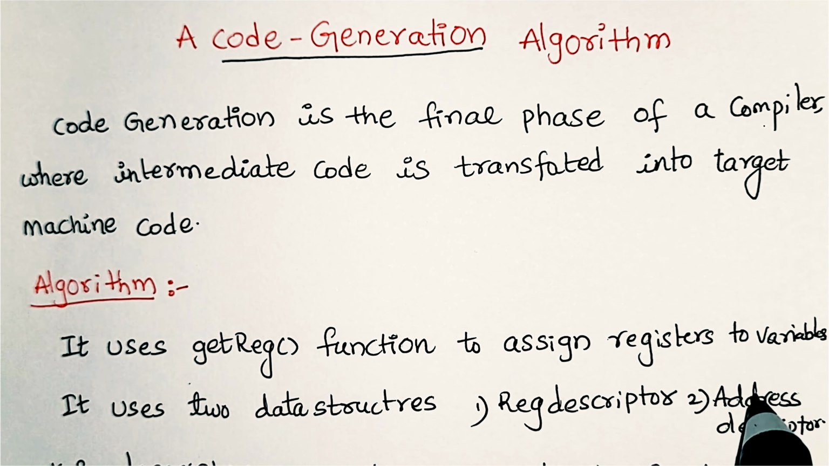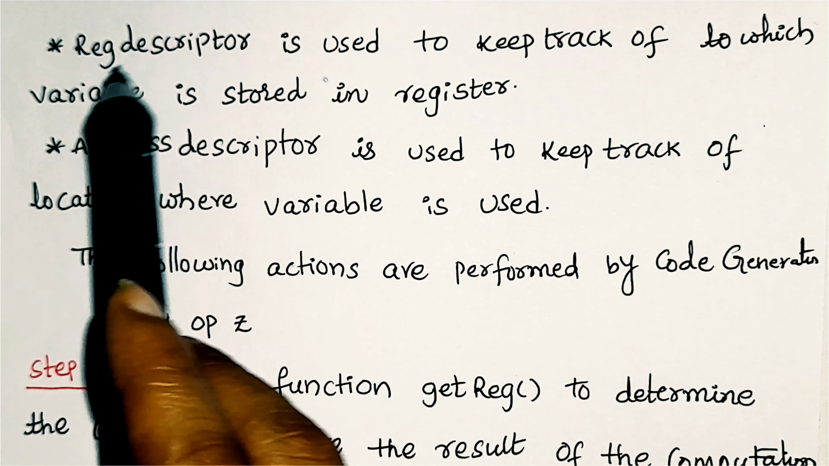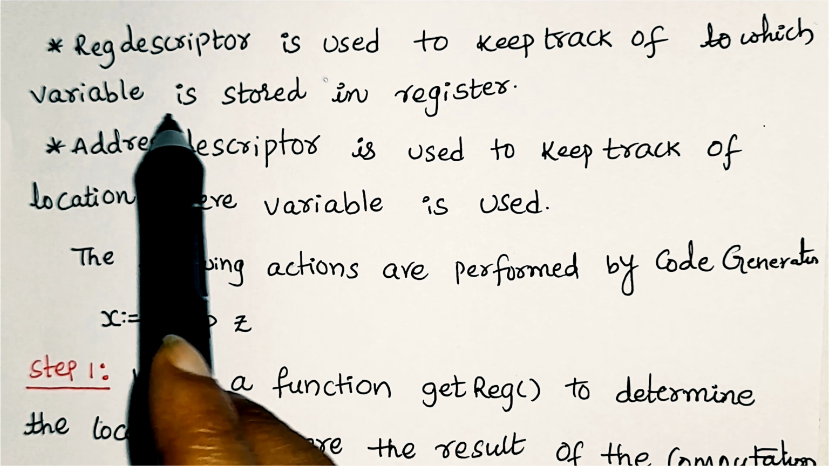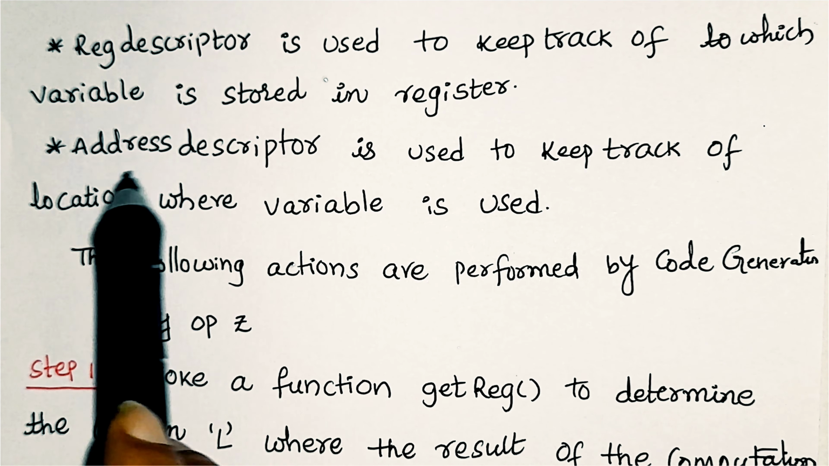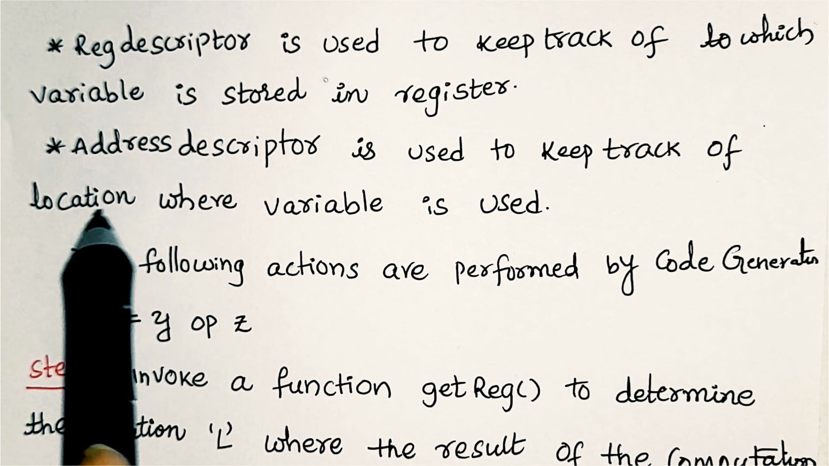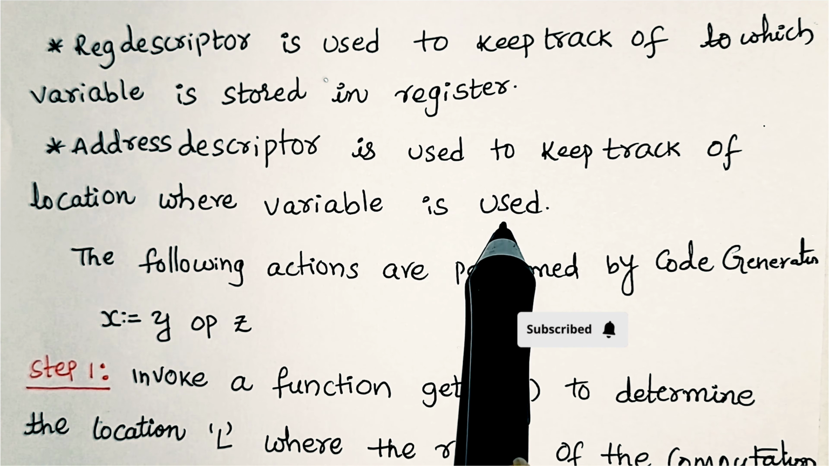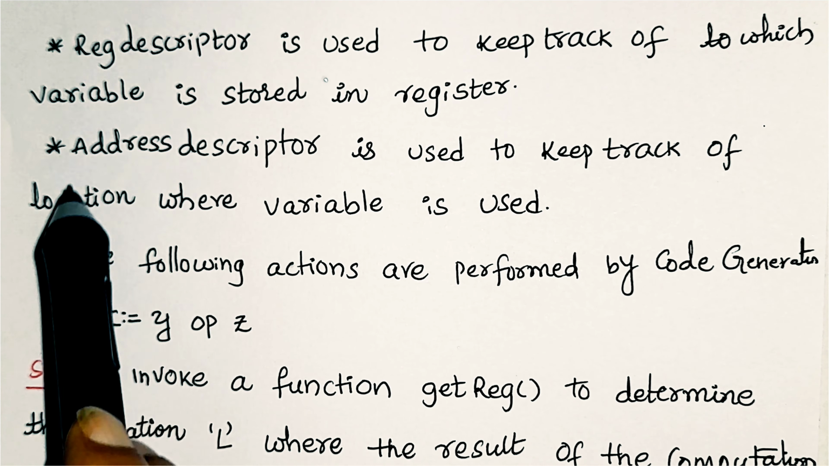Now you can see register descriptor is used to keep track of which variable is stored in the register. Address descriptor is used to keep track of the location where the variable is stored. So remember, register descriptor is focused on which variable is stored, and the address descriptor on the location where the variable is stored. Address means location. Register descriptor means which variable is stored.